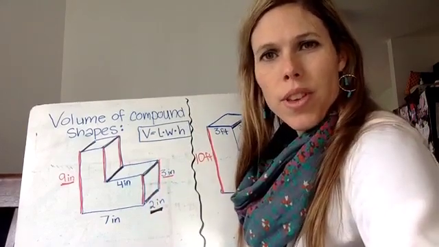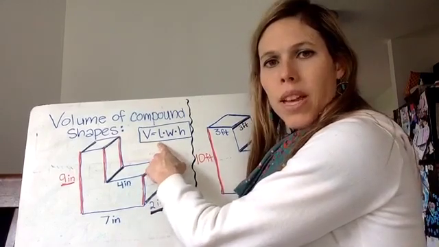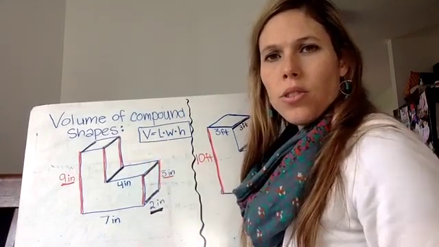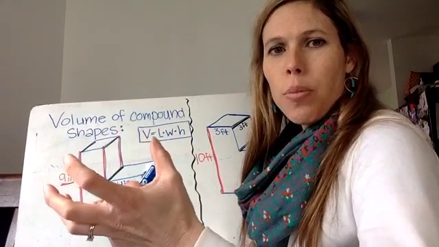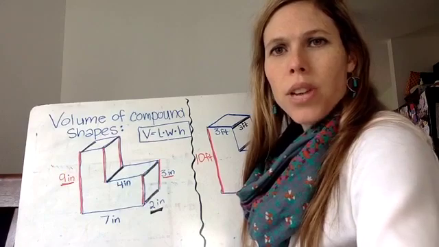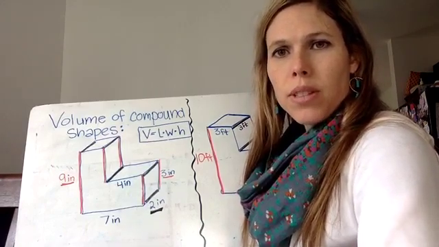As we were reviewing the other day, you can get volume of a rectangular prism by multiplying length times width times height. So it really boils down to doing that, but we have to separate these bigger shapes into smaller shapes and then add the volume of both shapes together.